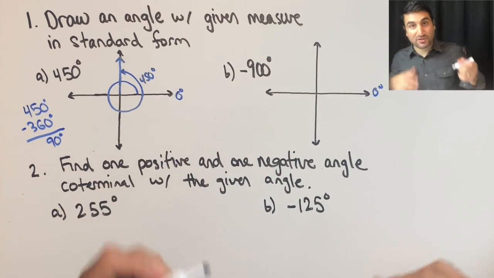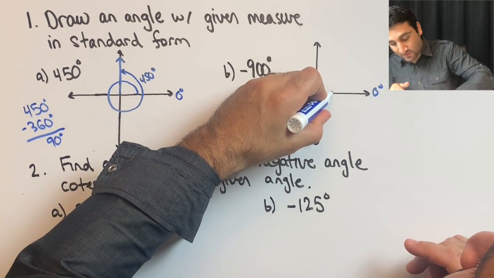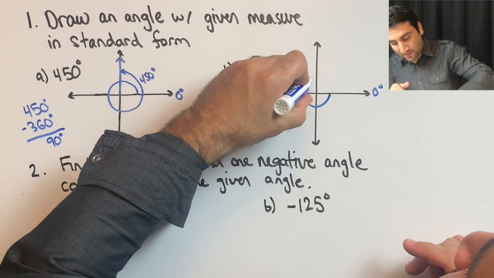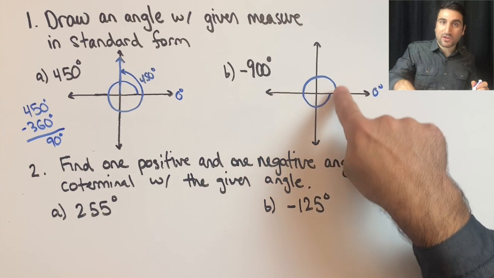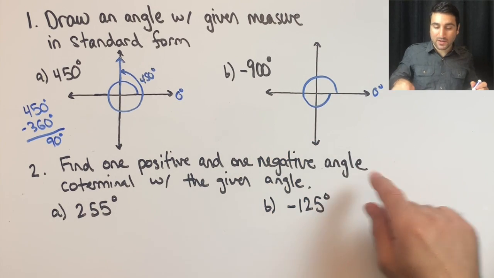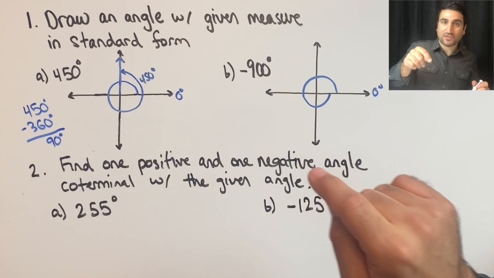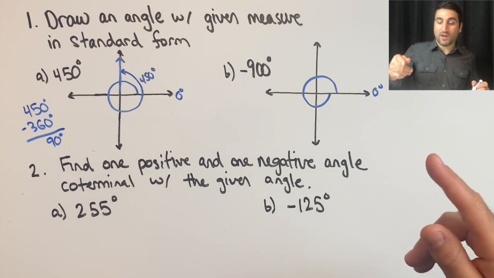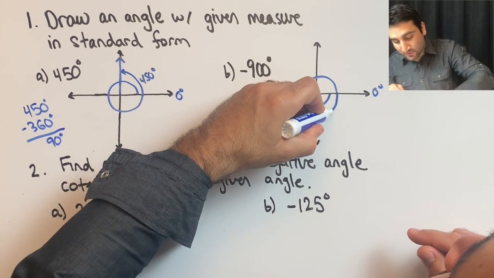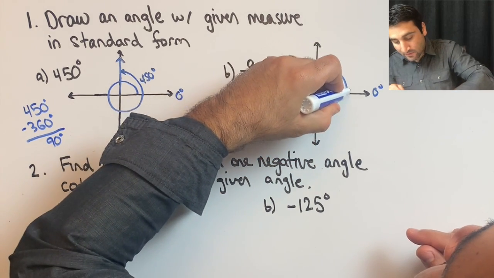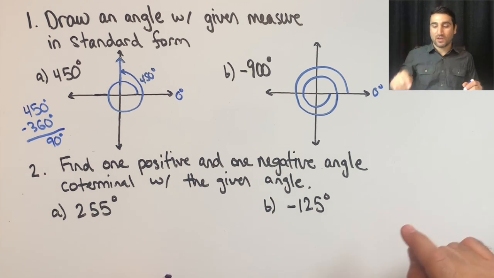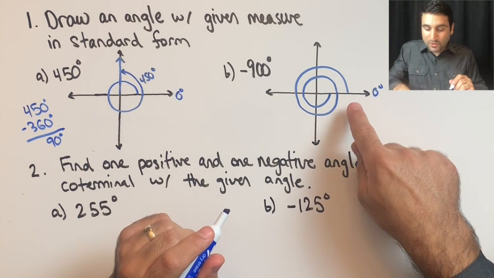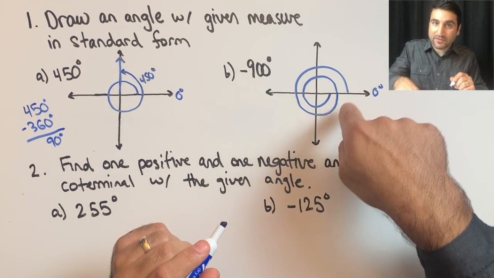So 900 is much larger than 360, so let's go negative. Going this way, one circle has gone negative 360 degrees. Negative 900 is even more than just one time around, so let's do another full circle around. Now we've gone 360 plus another 360 for 720, so now we're at negative 720.